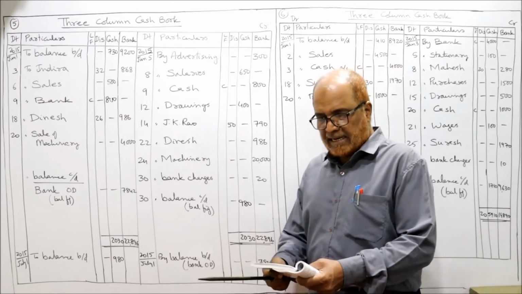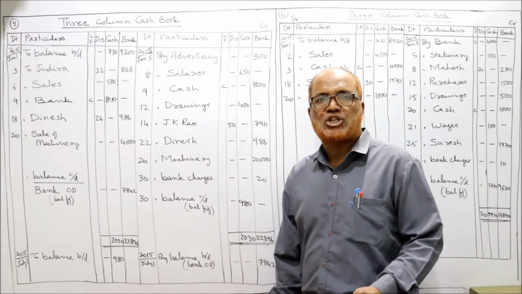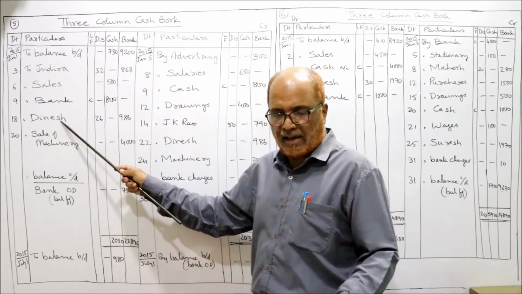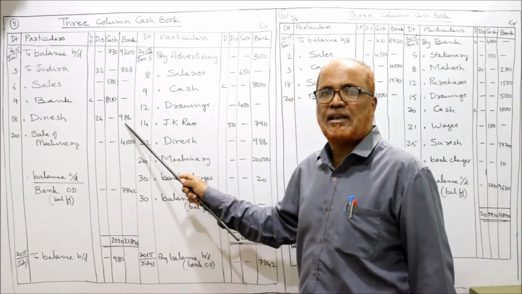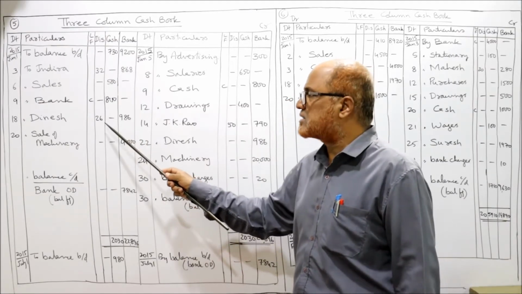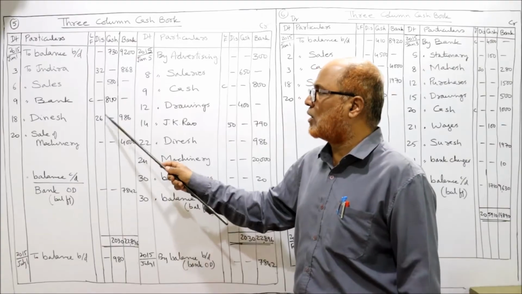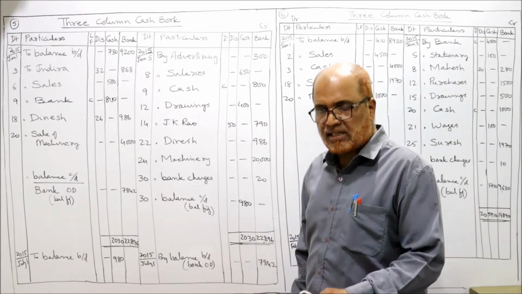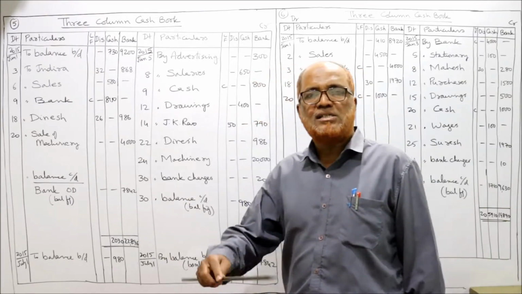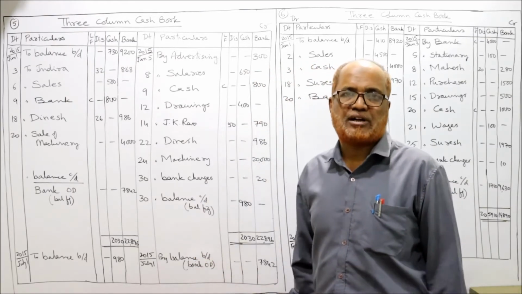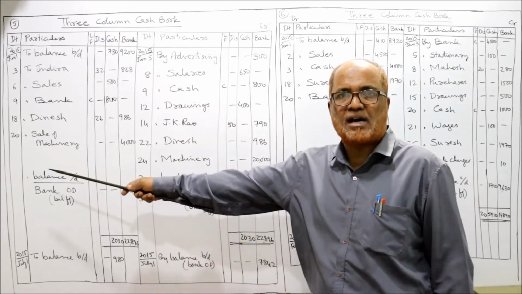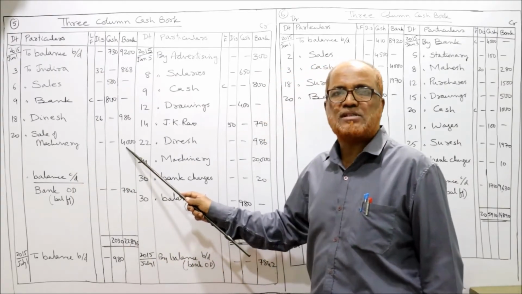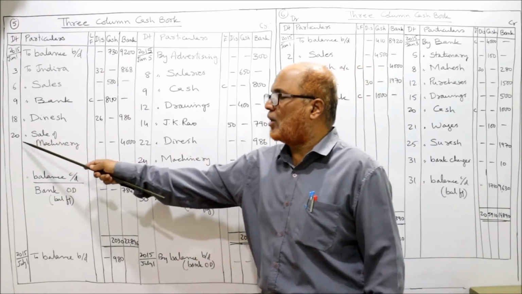Next, 18th, received check from Dinesh. Received check, so debit side, to Dinesh. What is the value of the check? 986. And discount allowed is 26. So discount column 26, 986 bank. Next, 20th transaction, sale of machinery received by check. When check is received, debit side, to sale of machinery. How much? 4,000 rupees is the check received for sale of machinery on 20th.